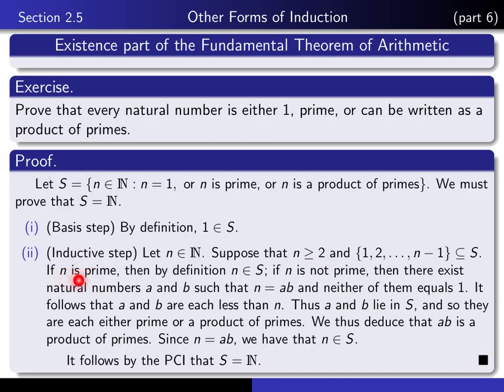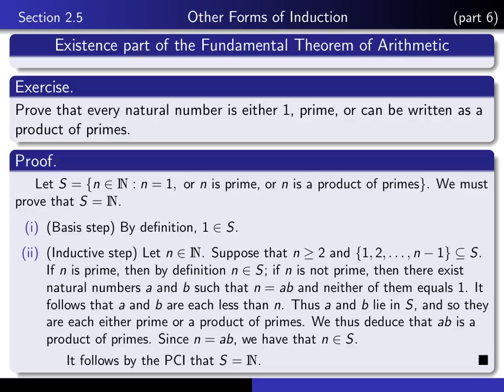Now if n happens to be prime, then by definition it's in S. If it's not prime, then we know that it has to have a divisor, and therefore there must exist natural numbers a and b such that n is a product of those two natural numbers, and neither of them can be 1. So it follows that both of them must be less than n, and therefore they both lie in S because they're predecessors of n, and therefore they are each either prime or a product of primes.